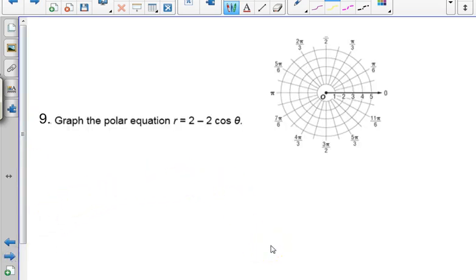All right, number 9. Oh, what happens when we put a minus in? 2 minus 2 cosine. Oh, I see I don't have this one turned on the right mode, so now I changed it to degrees and it won't work. Oh, I got a dimple. Did you get a dimple?